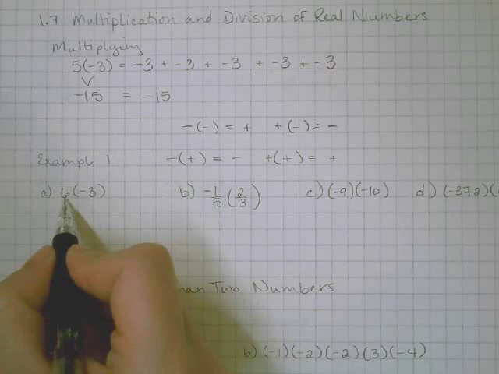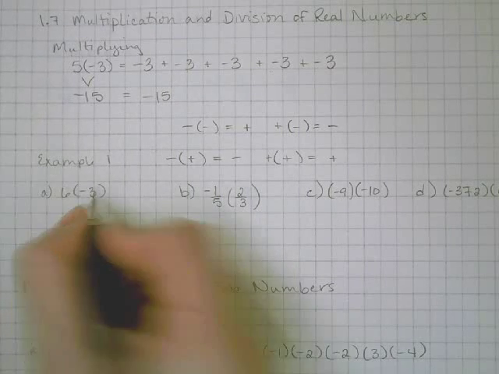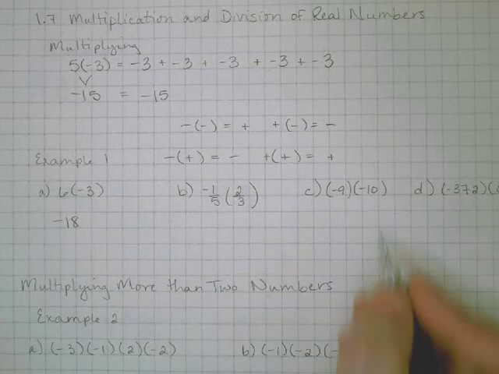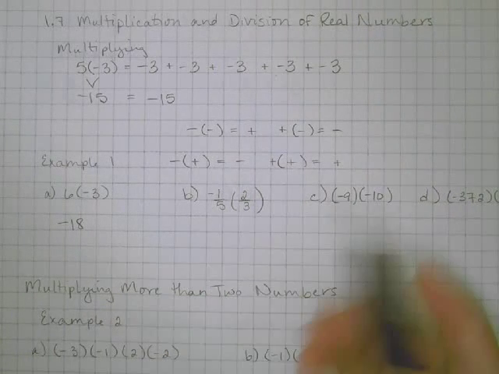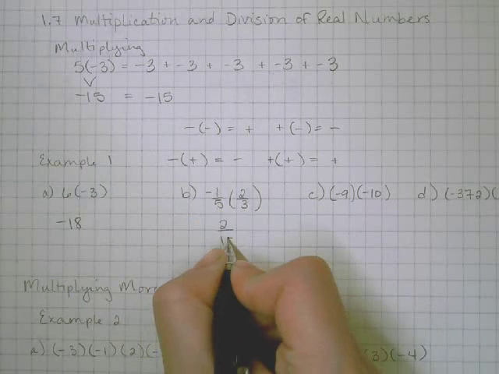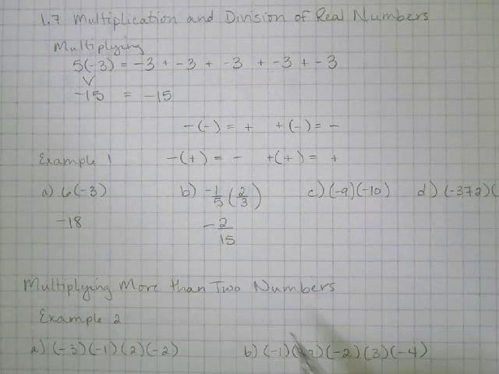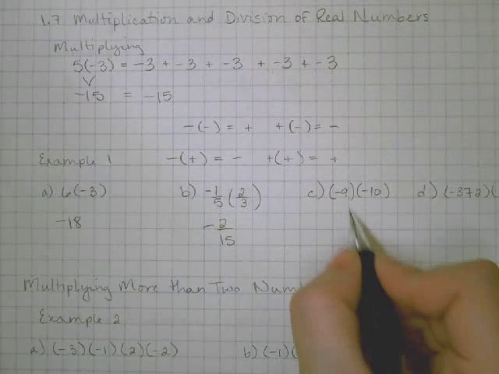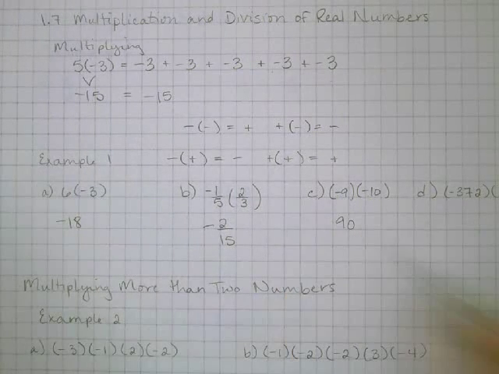So 6 times 3 is 18, and because it's negative 3, then it's going to be negative 18. So you multiply the absolute values and then deal with the negatives. Remember, fractions multiplying across, we multiply the top numbers, so 1 times 2 is 2, 5 times 3 is 15. Because this 1/5 is negative, then it's going to be negative 2 over 15. 9 times 10 is 90, and because it's a negative times a negative, this is going to be a positive 90.